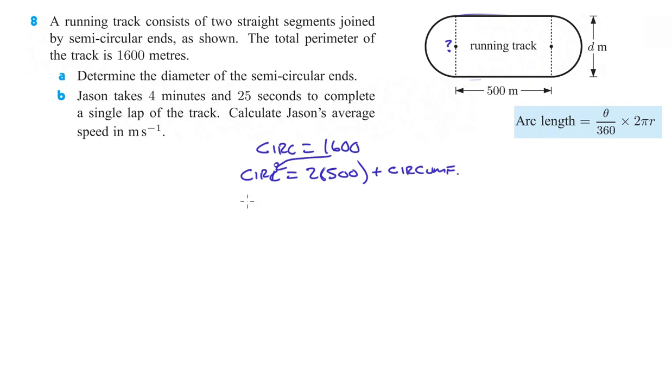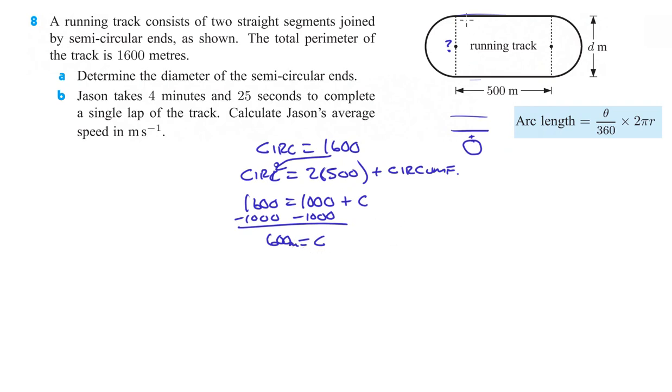I'm going to put 1600 in here. So 1600 has to equal 2 times 500, which is 1,000, plus the circumference. So subtract 1,000 from both sides. And we know that the circumference of this entire circle, so again, we've got the two sides here, and if we take these two end caps off and put them together, we've got this circle. So if you clip those two together, you get a full circle there. So the circumference of this circle has to be 600 meters.